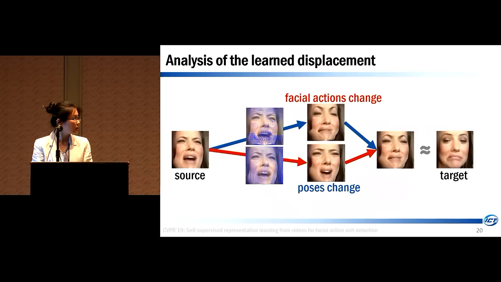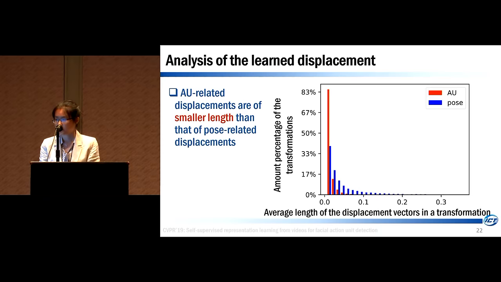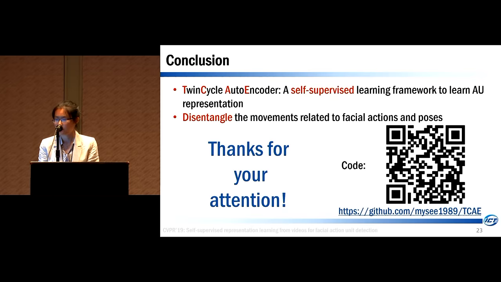Here are some examples of the generated images. We can see that only the facial actions or the poses are changed, as expected. And this is another example. We also did some quantitative analysis, and this is the histogram. We can see that the AU-related displacements are of smaller length than the pose-related displacements. Welcome to our poster for more details, and thank you for your attention.